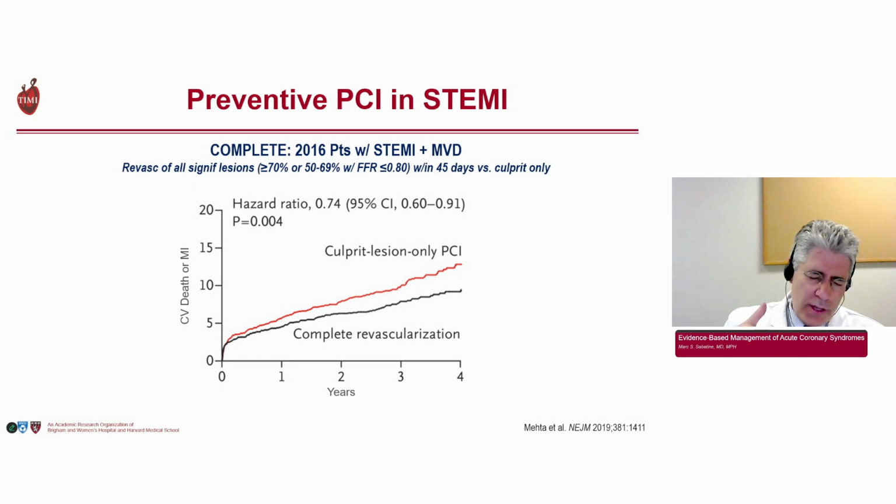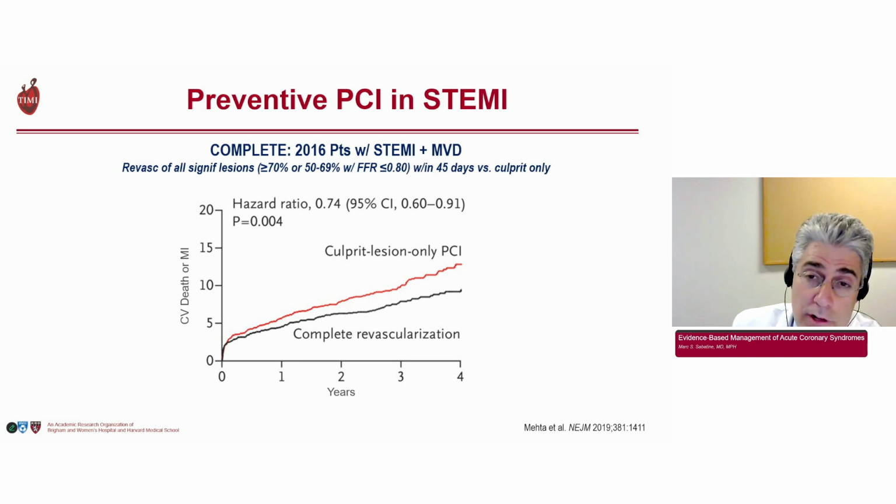That mindset was really born when there was a high risk of complication for PCI. Now with modern stents and other modern tools, the risk is really quite low. And so in the COMPLETE trial, patients who came in with a STEMI and were found to have multi-vessel disease were randomized to get all significant lesions revascularized. That was defined as any lesion with at least a 70% stenosis or an intermediate one with a high physiologic measurement, FFR, suggestive of obstruction, an FFR less than or equal to 0.80.